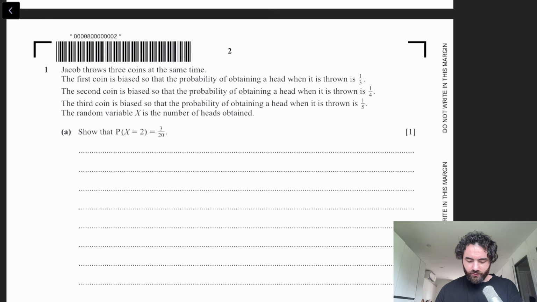Okay, Jacob throws three coins at the same time. The first coin is biased so that the probability of obtaining a head when it is thrown is 1/3. Second coin, same thing, biased, the probability of a head is 1/4. Third coin is biased, probability of a head is 1/5. Random variable X is the number of heads obtained.